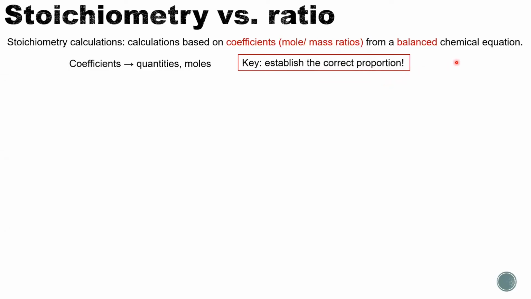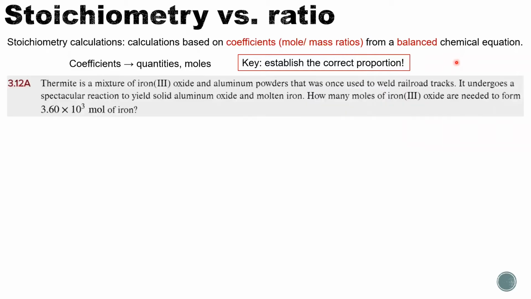Okay, let's take a look at a question. A mixture of iron oxide and aluminum powders undergoes a reaction to yield aluminum oxide and molten iron. How many moles of iron 3 oxide are needed to form 3.6 times 10 to the third mole of iron?